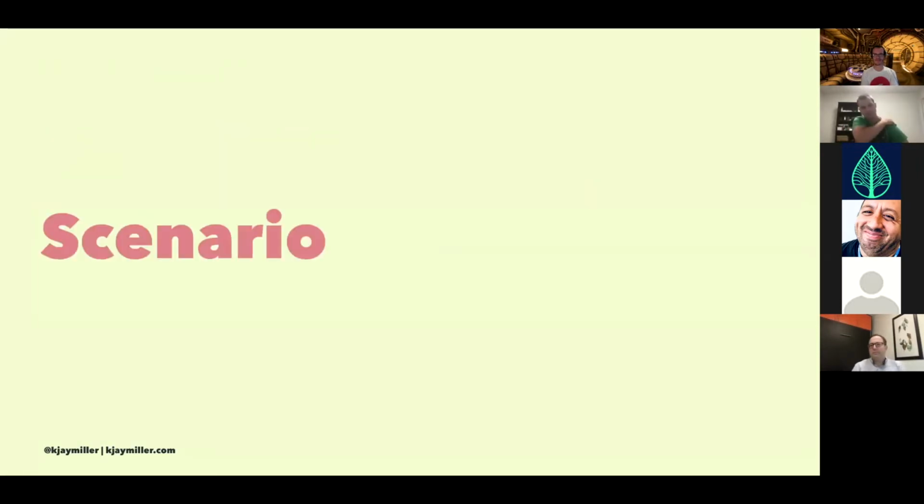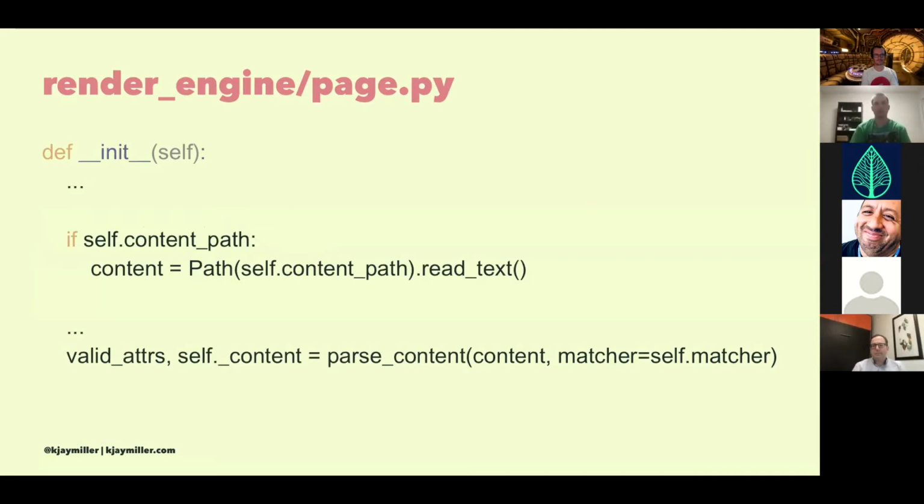So here was the scenario. I was working on Render Engine. For those that don't know, which is pretty much all of you, basically Render Engine works on the page system, which is everything is a page. At the end of the day, everything becomes a page. You can have a single page, a collection of single pages, or a site of single pages and collections. That's how everything works here.